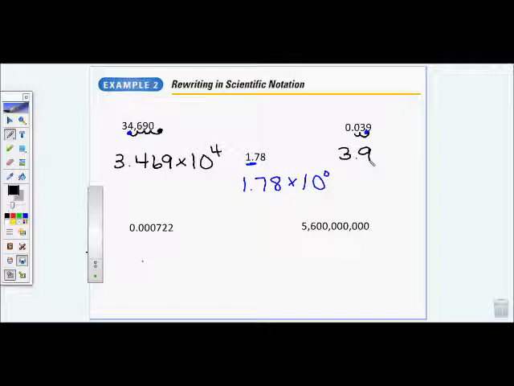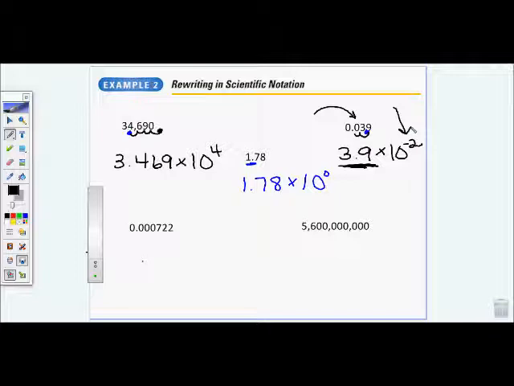My original number was smaller. So if my original number is smaller, I want to use a negative exponent, and I had 2 dinks, so that would be times 10 to the negative 2. So write your new number, look at the number you start out with, is it bigger or smaller, and then that will tell you what kind of exponent, a positive or a negative exponent.